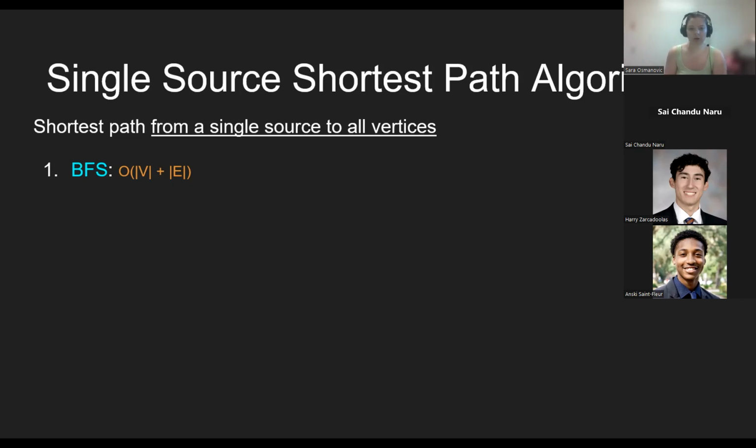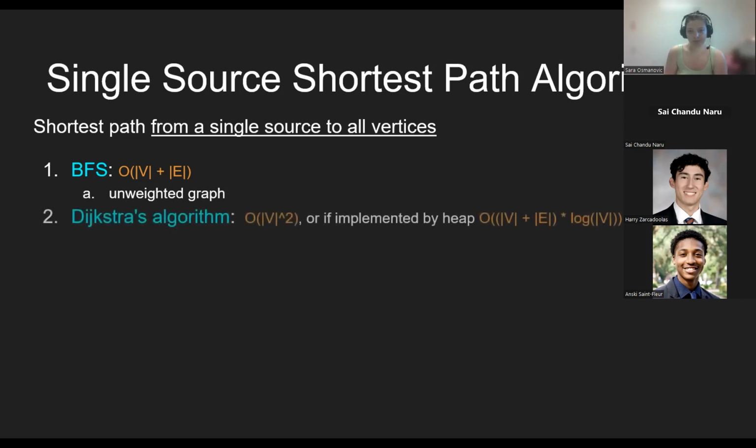So the first one that we're going to talk about is the breadth first search. The complexity of the breadth first search is O of V plus E, where V is the number of vertices and E is the number of edges in the graph. You are familiar with this one because we covered it before. This can be applied to unweighted graphs only.